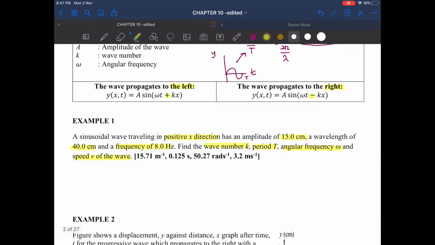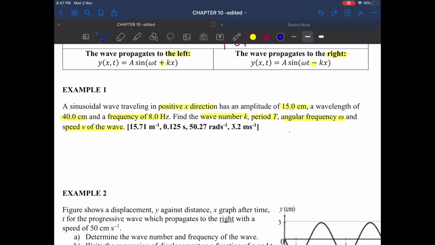So I know the amplitude is 15 cm, and then we have wavelength equals 40 cm, and then we have frequency equals 8 Hz. Okay, and then wave number is k equals 2 pi over lambda. So masukkan saja 2 pi.